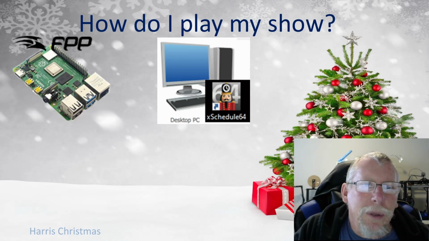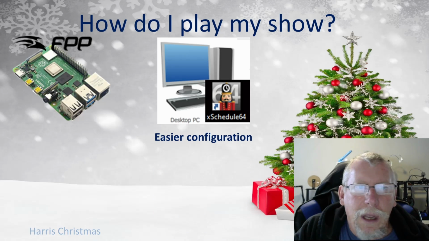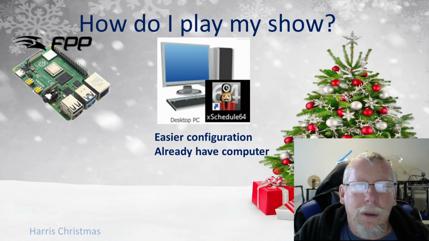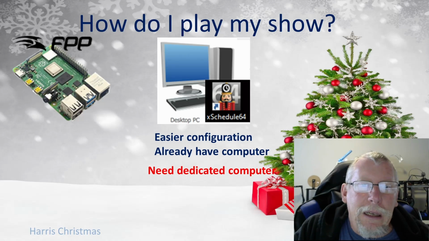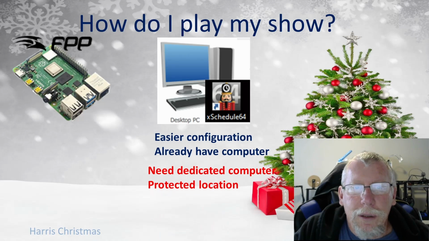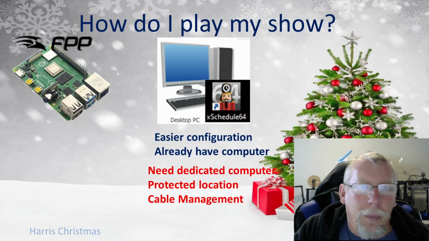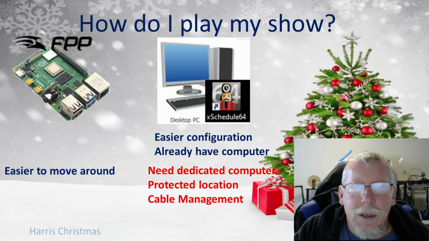The basic pros and cons for each player are: the pros for xSchedule is it's slightly easier to configure, and most people already have a computer. The cons with xSchedule is you need to have a dedicated computer to play the show. It needs to be in a protected location, and routing the cable from inside the house to outside sometimes can be problematic. The pros with FPP: it's more versatile in the location. It's easier to protect from the weather.